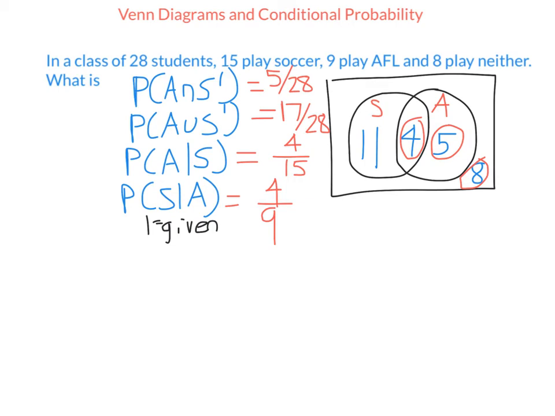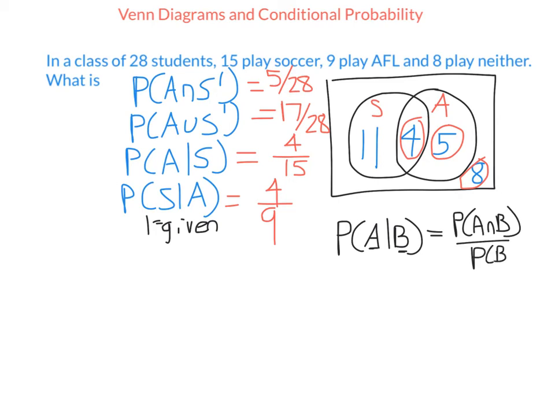So the rule for conditional probability of A given B. This is saying we know that B has happened. What's the probability A also happens? The formula is the probability they both happen over the probability that the second one happens. Whichever one is listed second goes on the bottom. We could have used this formula on these 2 conditional questions. A and S was 4. There are 4 people who play AFL and soccer out of 15 in the soccer circle. So this is a formula you can use for conditional probability.